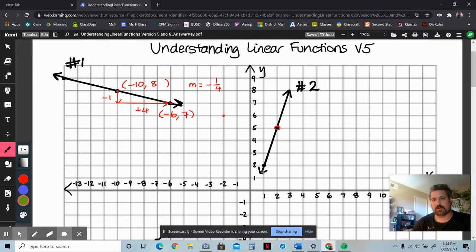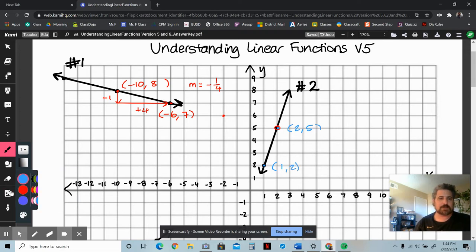Line number 2 is a very positive slope. It looks like it's going to be pretty steep. So it's going to be an absolute value greater than 1, and it's going to be positive. Let's identify two ordered pairs here. So this first one here in blue that I'm going to identify is the ordered pair 2, 5. So that's one of our ordered pairs. The other one I'm going to use right here is this one that is over 1 and up 2. So that's an x value of 1 and a y value of 2.